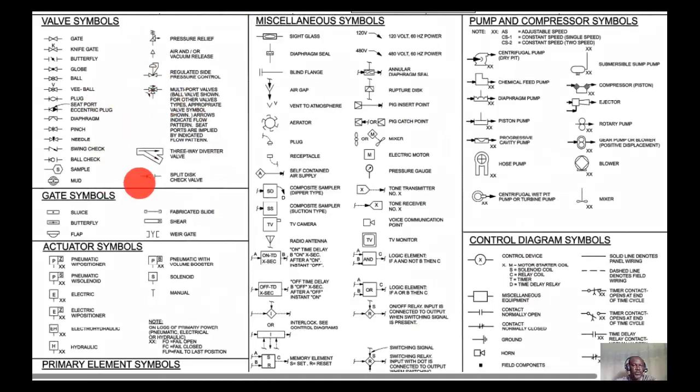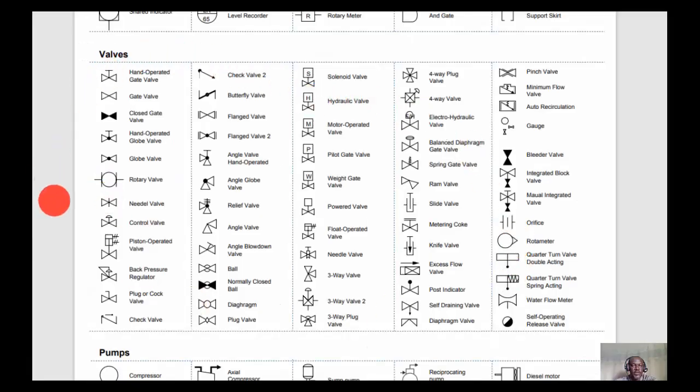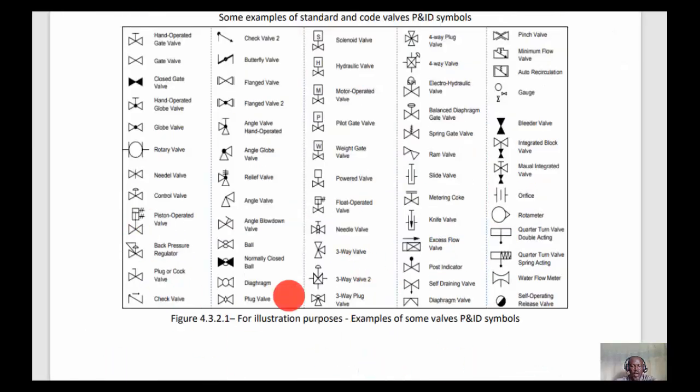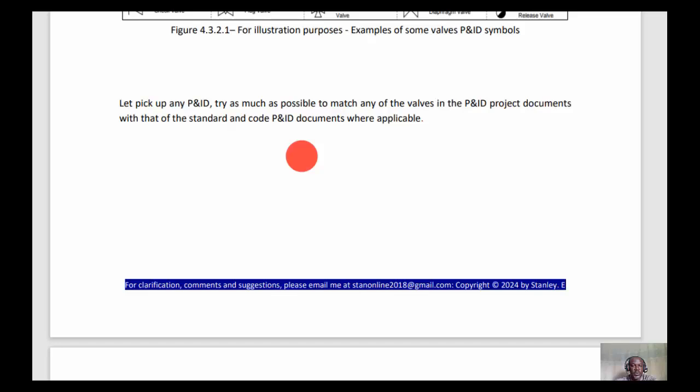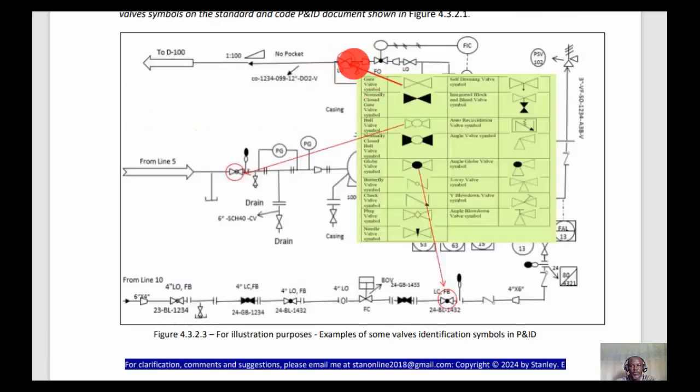These are some examples of valve symbols displayed in a typical legend drawing. Another form of legend valve symbols is displayed here. We have different types of valve symbols here too. For illustration purposes, we have some examples of valve P&ID symbols. Let's pick up any P&ID. Try as much as possible to match any of the valve symbols in the P&ID project document and compare to the standard and code P&ID document where applicable. Here, I have a gate valve. I have a bulb valve, the symbol of a bulb valve. Then I have a globe valve, which is the symbol of a globe valve.